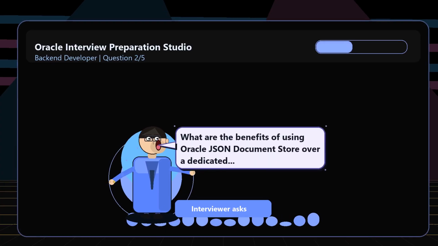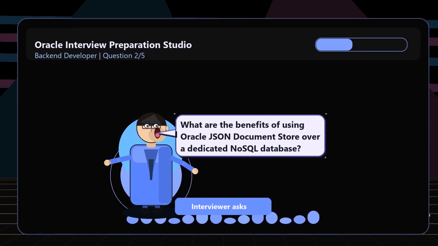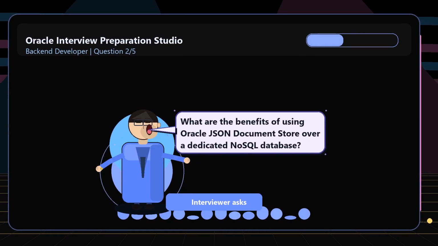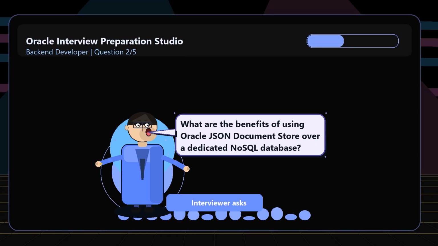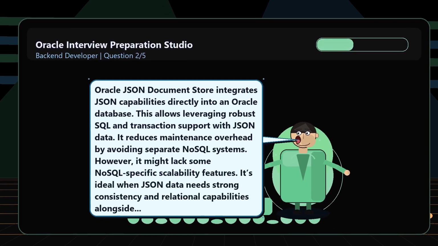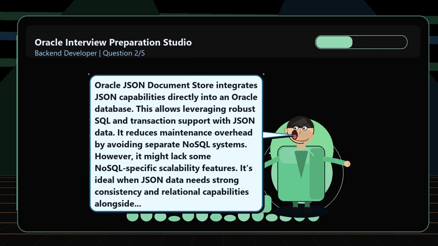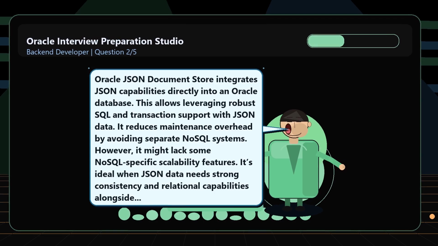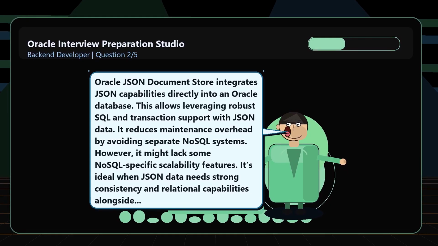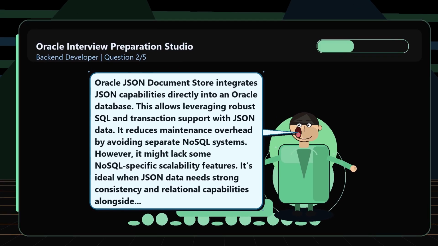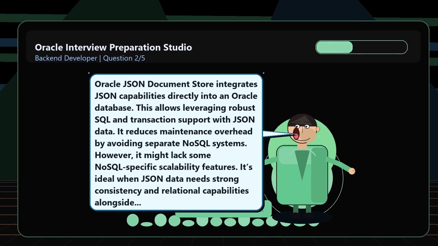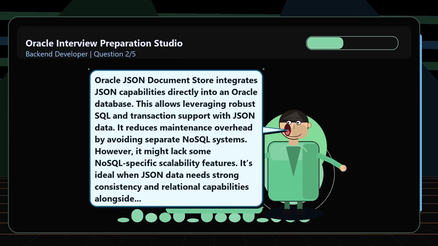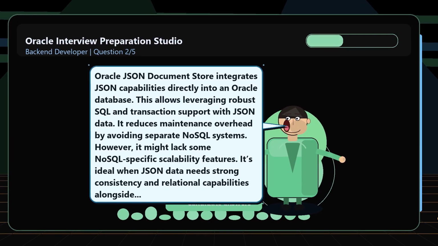Can you explain the advantages of using Oracle JSON document store compared to a dedicated NoSQL database in a backend development context? Oracle JSON Document Store integrates JSON document support inside the Oracle database, allowing you to use JSON with Oracle's mature SQL engine and ACID transactions. This approach simplifies infrastructure by avoiding a separate NoSQL system and consolidates data management.